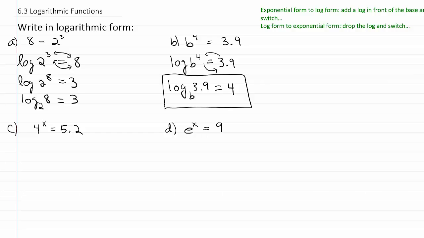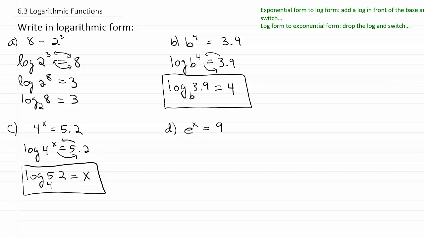All right, let's do C now. Again, the base here for the exponent is 4, so we're going to put a log in front of that. And then we're going to switch these two positions. So we're going to have log 5.2 base 4 is equal to x.